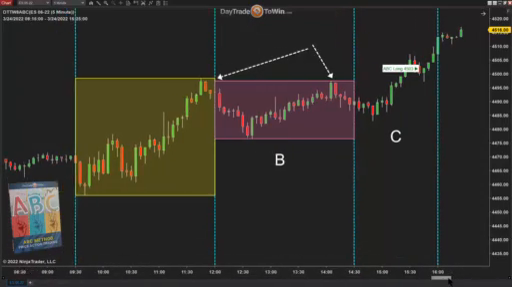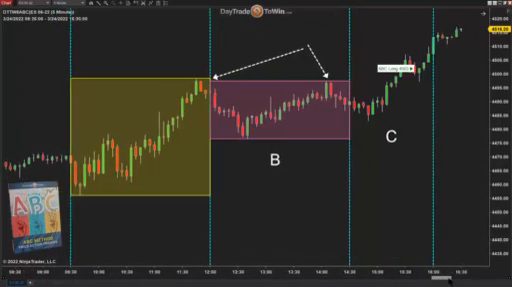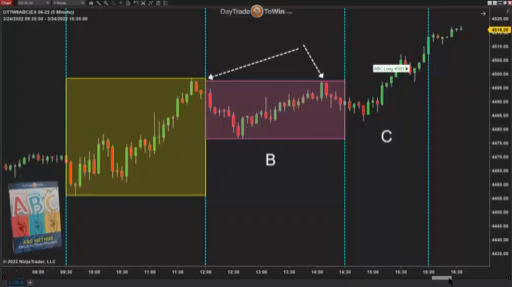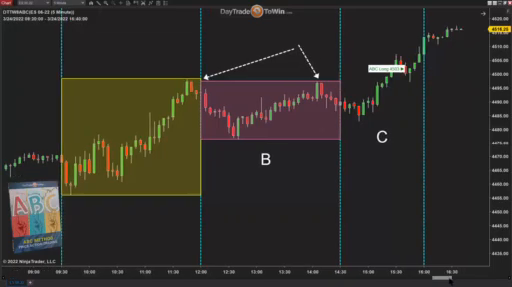Let's take a look at another day. As you can see, this is not complicated. I'm not using any fancy software. I'm not using moving averages, momentum, stochastics, MACDs, bands.